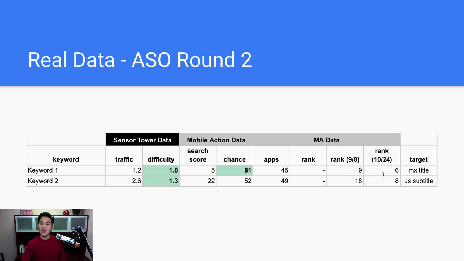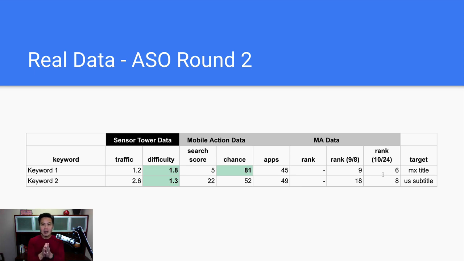And here's what I did. I actually moved it. I kept it in the US subtitle, but I also put it into the Spanish Mexico app name. Let me repeat that for you. That keyword only appeared in the US subtitle during 9/8, okay, September 8th. And then for September 24th, when we reanalyzed it, when we did the latest update, I moved it into the Spanish Mexico app name. So it appeared twice in the US subtitle and the Spanish Mexico app name. And look what happened to the ranks. Went from 9 to 6.